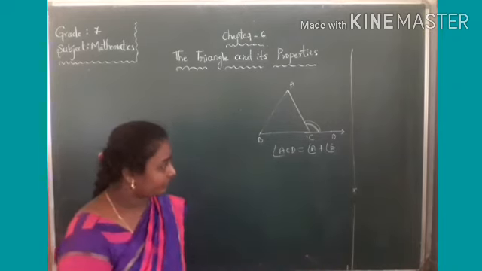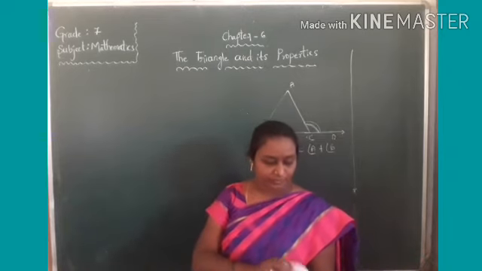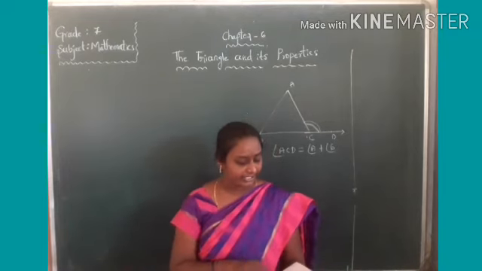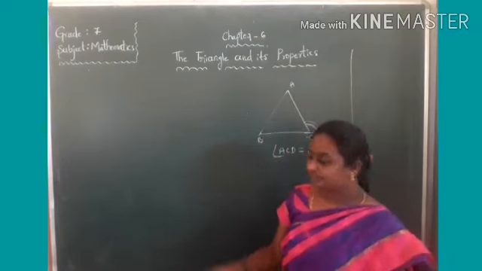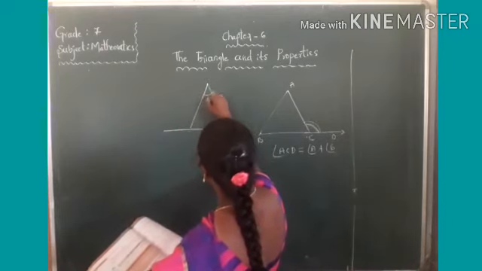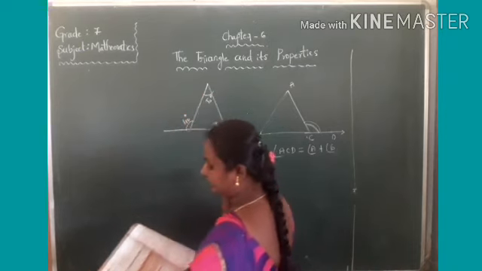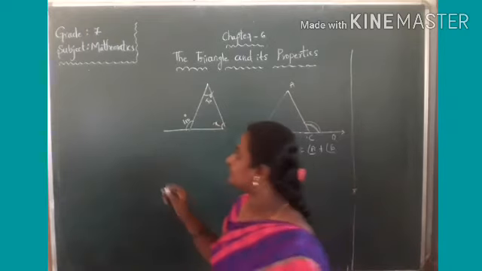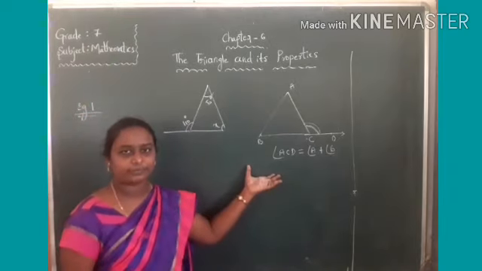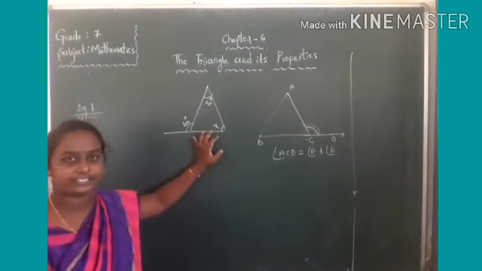Now next, take your textbooks. Here, example 1, page number 118. Find angle X. Here one figure is given, that is 50 degrees, angle X, and 110 degrees. Based on this property, we have to find the X value.